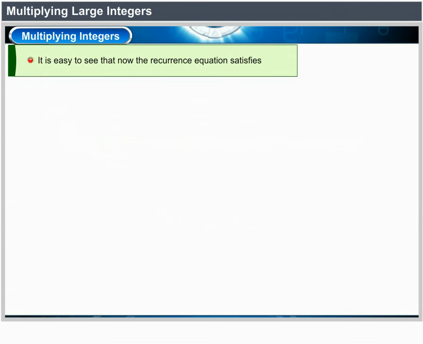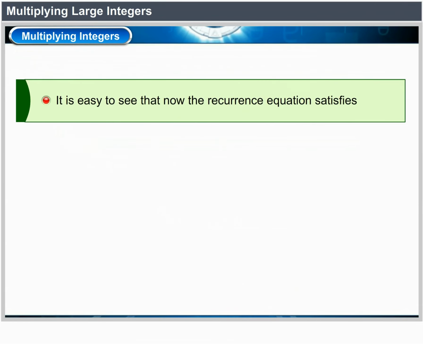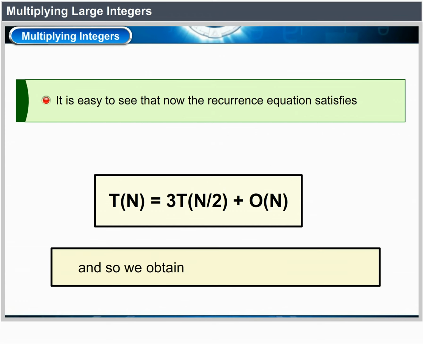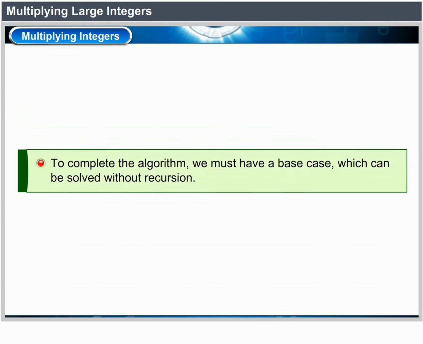It is easy to see that now the recurrence equation satisfies T of n equals 3T of n by 2 plus big O of n. And so, we obtain T of n equals big O of n to the power log 3 base 2, which equals big O of n to the power 1.59. To complete the algorithm, we must have a base case which can be solved without recursion.